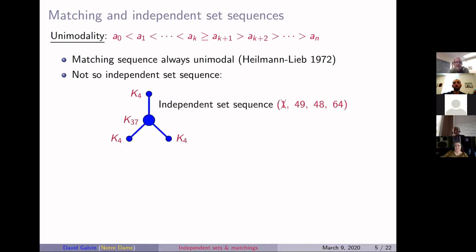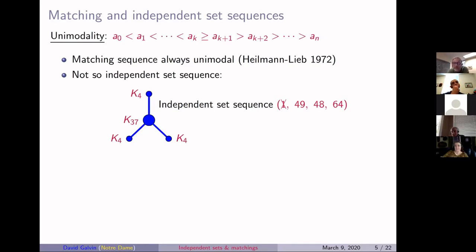Probably the simplest example that I know is this one, which has a planet with 37 vertices, and there are 3 K4s orbiting around the planet. The satellites are connected to the planet with complete bipartite graphs. It's a very easy count that this has 1 independent set of size 0. It has 49 vertices. It has 48 independent sets of size 2, because to get an independent set of size 2, you have to pick satellites and pick 1 vertex from each of the 2. That gives you 3 times 16, or 48. But it has 64 independent sets of size 3, because you pick 1 vertex independently from each of the 3 satellites. So the independent set sequence is not always unimodal.